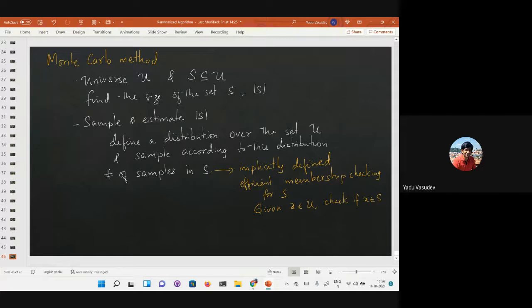The idea of the Monte Carlo method is that you define this distribution over the set U and start sampling according to it, and then you check how many of the samples you get actually lie in the set S. The idea is that this is a good estimate of the actual size of S. Now the hard part is the following: this question of defining the distribution. How do you do this step?